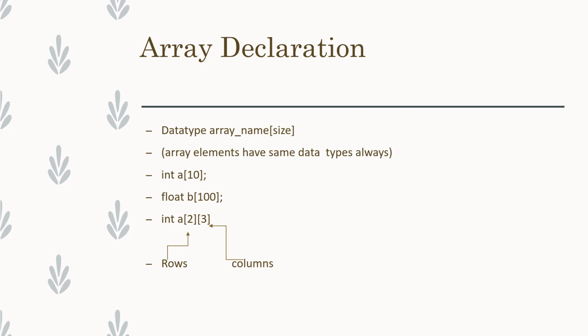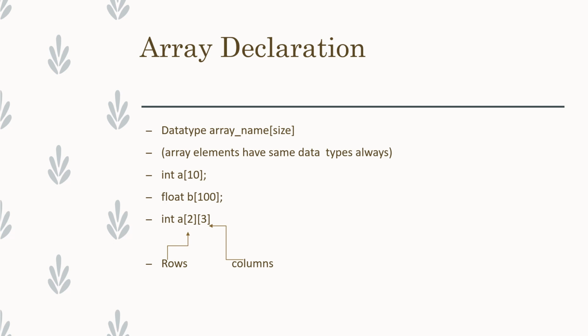So here the declaration examples are given. Integer a of size 10 means it will store 10 elements of integer data type in array a. Float b of 100 means 100 elements of float data type will be stored in variable b.